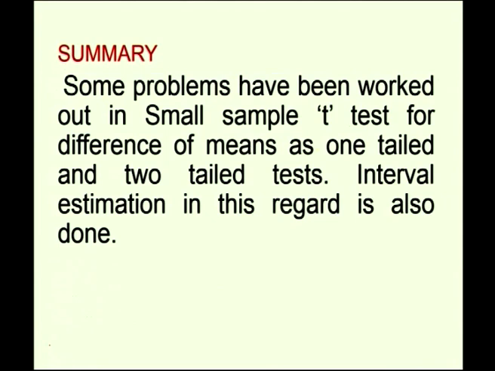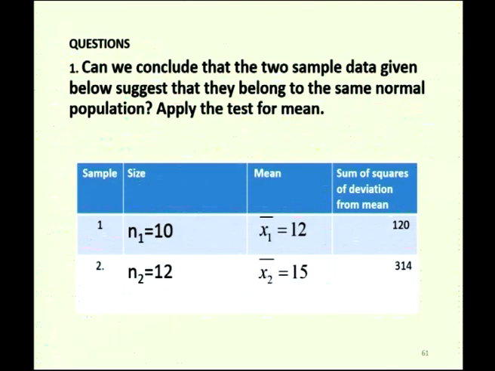After discussing the small sample t test for difference of means, in this session some problems have been worked out in small sample t test for difference of means as one-tailed and two-tailed test. Interval estimation also is done in this regard. Based on the discussion, the following question is expected. Can we conclude that the two sample data given below suggest that they belong to the same normal population? Apply the test for mean.